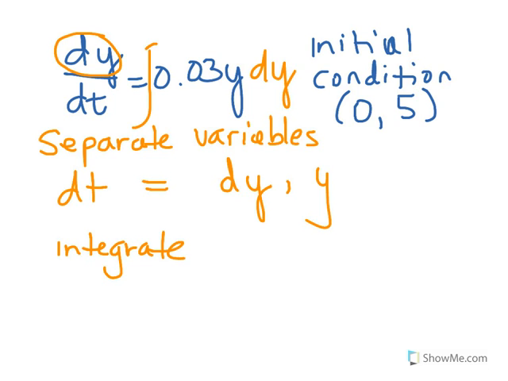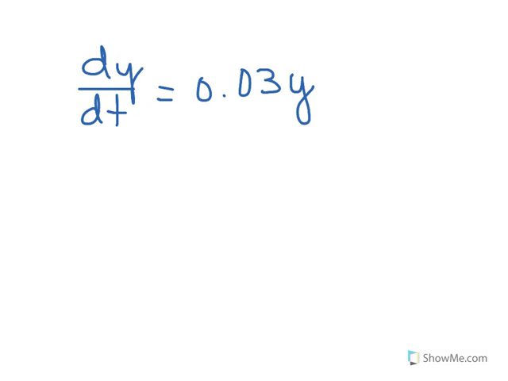Okay, so let's start by saying, well, how would we get those variables separated? I have dy dt is equal to 0.03y. I can treat this in a couple of different ways. I could multiply both sides of this equation by dt. That would work, and that would move the dt to the right side of the equal sign. And then I would have to divide both sides by 0.03y.